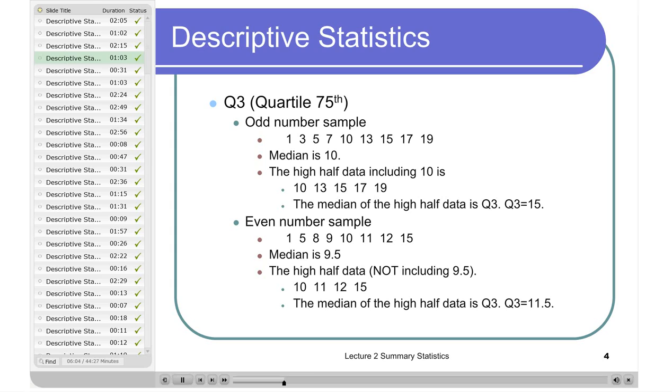Okay, let's look at the second example that has numbers between 1 and 15 in it. We want to find the top half of the data. As we saw before, the median is 9.5, and so the top half of the data consists of 10, 11, 12, and 15. We want to find the middle point of this top half of the data. Since we have two middle numbers, 11 and 12, the midpoint of this top half is 11.5, and so the third quartile for this data set is 11.5.